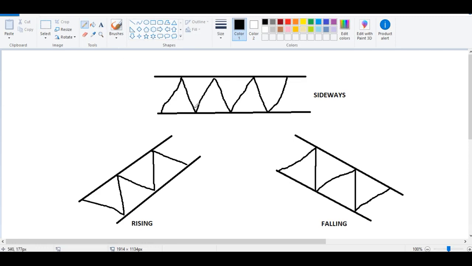If you look at a sideways channel, it is nothing but two parallel lines where price is making equal highs and pretty much equal lows, just moving in a sideways formation. We have two ways we can trade channels. The first way is we trade the breakout, and the second way is where we sell at the resistance and buy at support. So let's look at this.